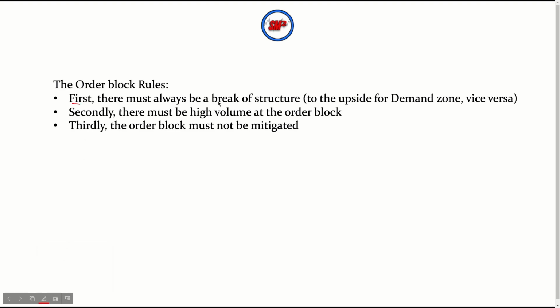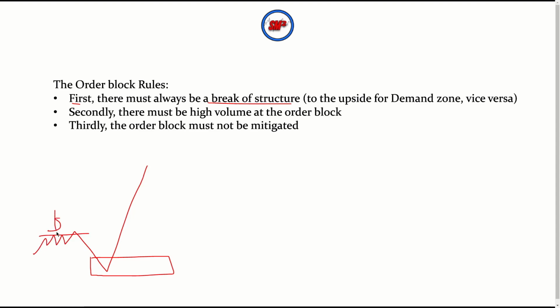So first, there must always be a break of structure. If we think about our demand zone example, that is some previous structure in price. When I say there must always be a break of structure to the upside for a demand zone or a buy order block, this is our break of structure right here, because price shot up and broke this structure, printing out our new high. That is what you need to look for whenever you're trading an order block. That's the first thing you're going to look for: a break of structure to the upside.